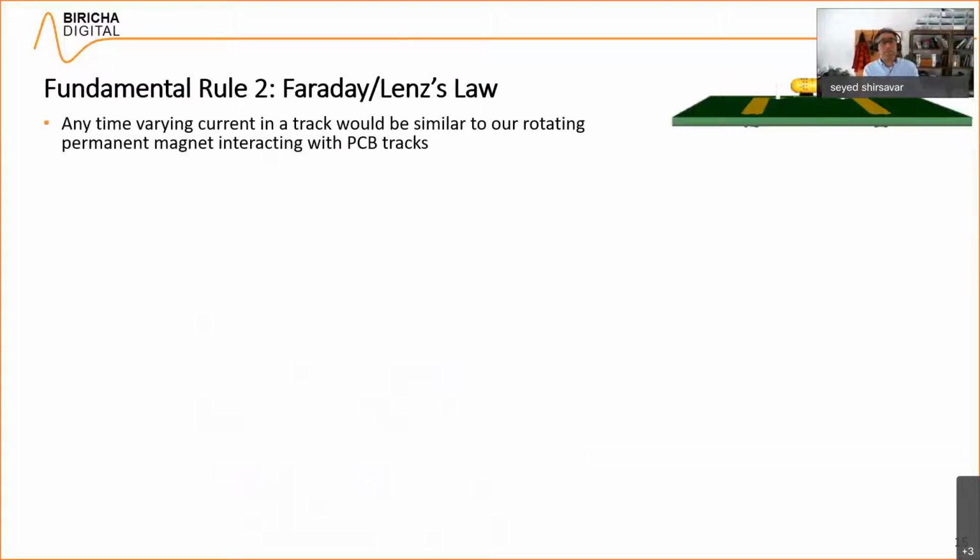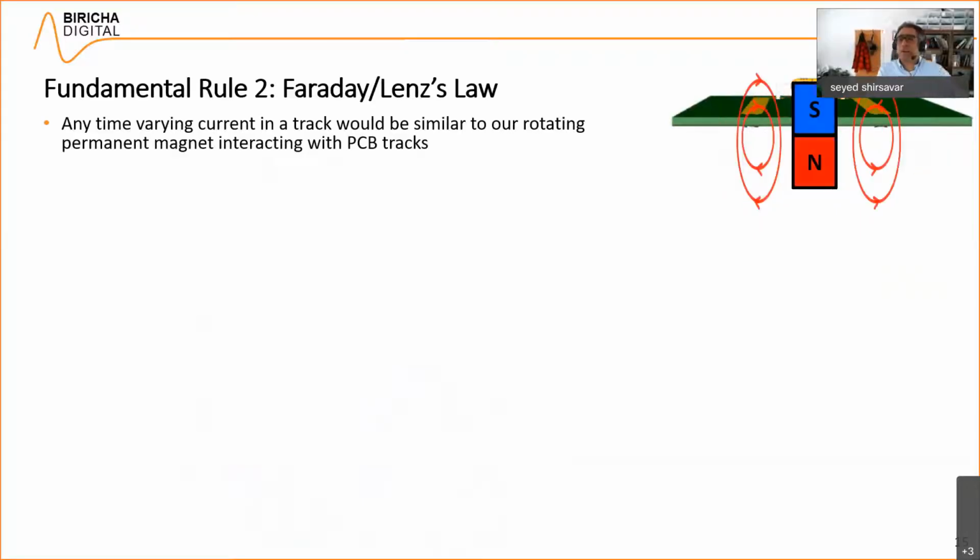A time-varying current in a track would be similar to a rotating magnet or a moving magnet interacting with a PCB track. There we go. You see here, right, that an AC current will be doing this. A DC current would be only going in one direction. AC is moving back and forth, back and forth, back and forth, right? And therefore, you end up with a magnetic field that looks like this. It's not dissimilar to that rotating magnetic field. You've got a changing magnetic field right in the center of your PCB. And if this magnetic field interacts with any other tracks, you're going to induce an EMF.